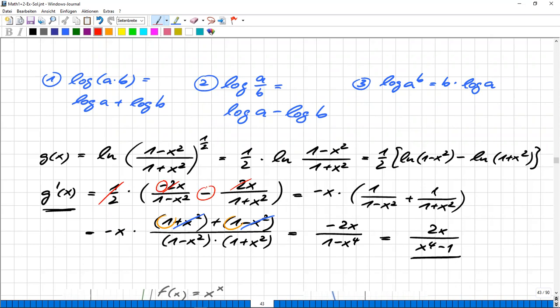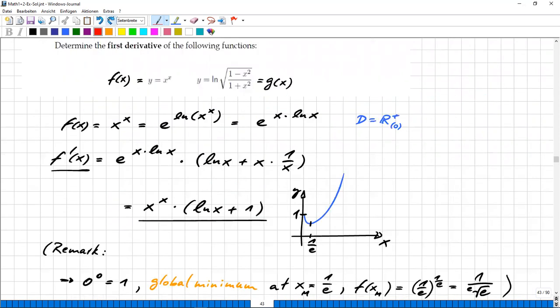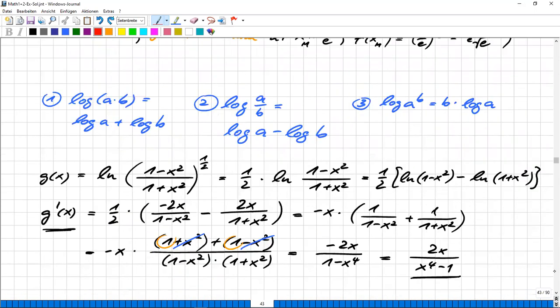I can pull this outside together with the x, and then what I get will be a little bit nicer than before. Here will be minus x times, and then I have my positive fractions. Well, I have positive expressions here: 1 over 1 minus x squared, plus, because I drew the minus sign outside, plus 1 over 1 plus x squared.